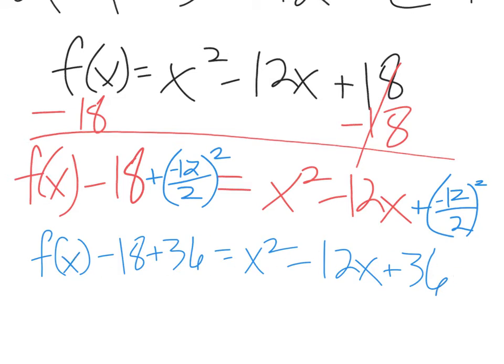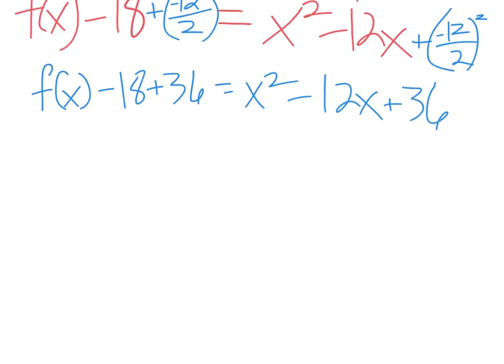Okay, so the reason this process is called completing the square is because we've just created a perfect square trinomial. Let me show you what that means when we factor it. On the left-hand side right now, we can just combine negative 18 plus 36. That's going to be a positive 18. So I'll write down f of x plus 18 equals. And then what I need to do now is factor this. And if it's a perfect square trinomial, then it's very easy to factor.